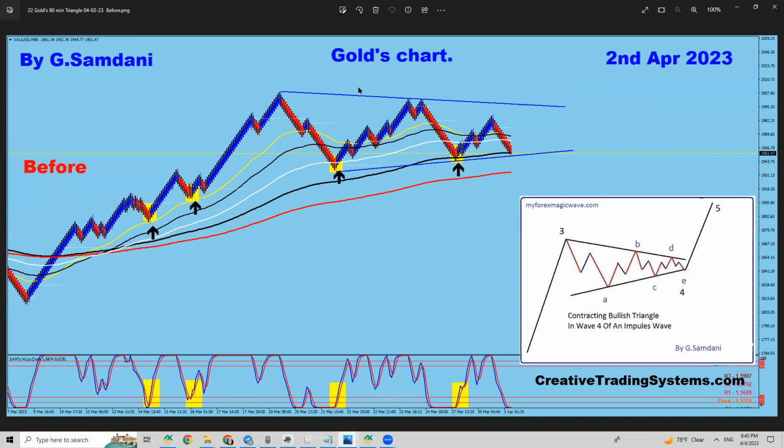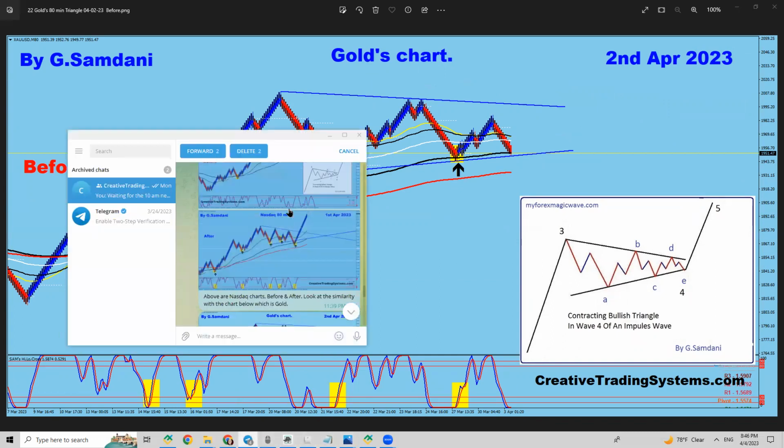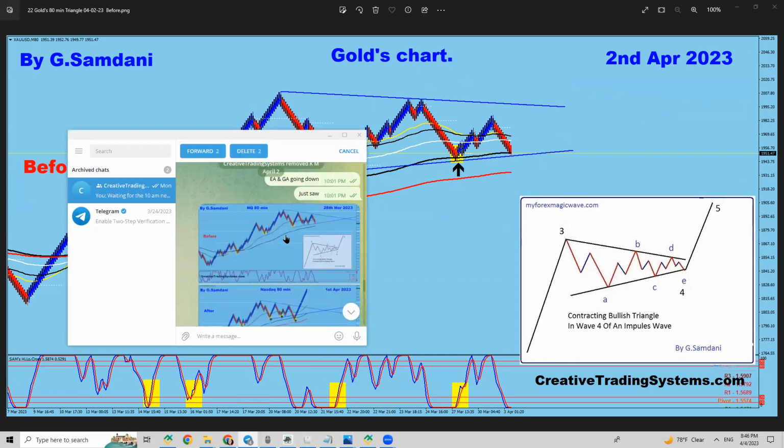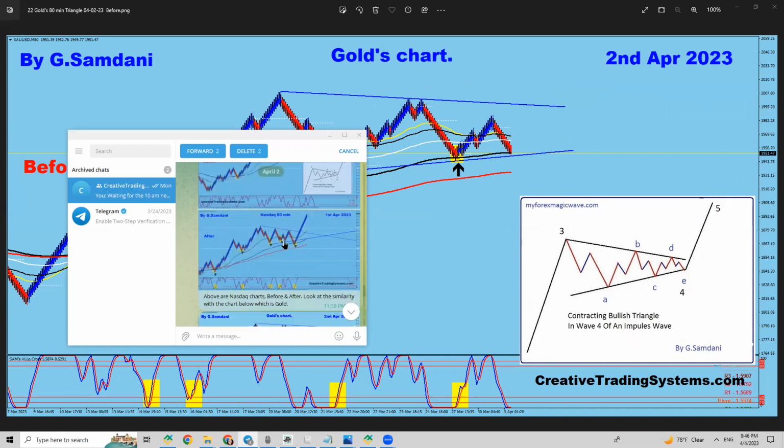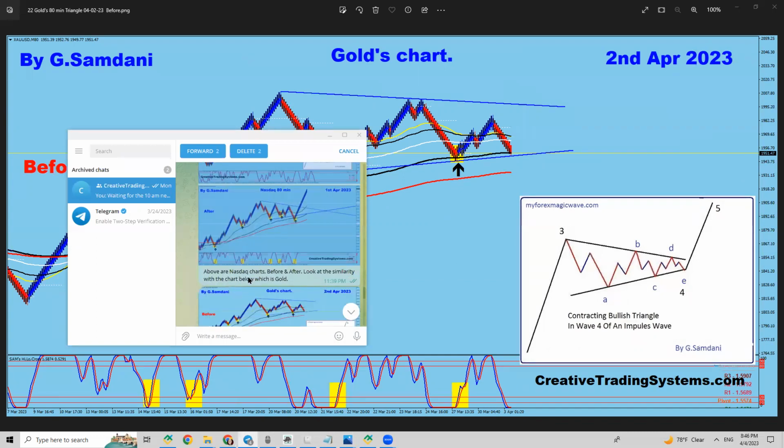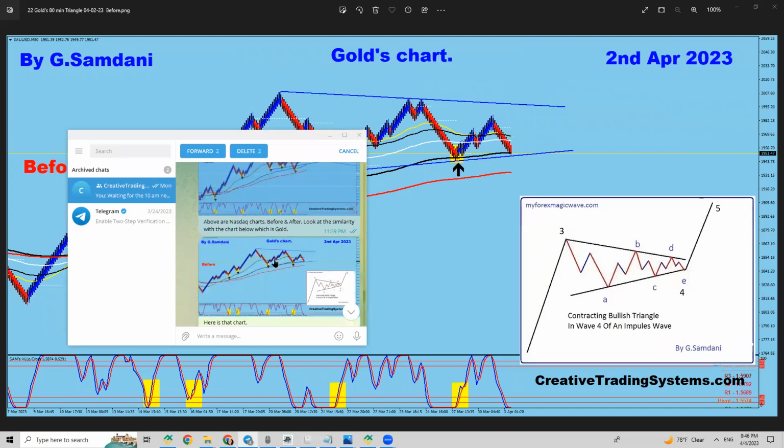See, this is gold chart, not Nasdaq. This looks very, very similar, but it's a gold chart, right? And I said, well, this is probably going to happen. And I posted the Nasdaq chart and this chart on several places. For example, on the Telegram, you see this here? I posted here, this is Nasdaq chart. This happened to the Nasdaq chart, and I said above our Nasdaq chart, before and after, look at the similarity with the chart below, which is gold, and this is the chart I posted there.